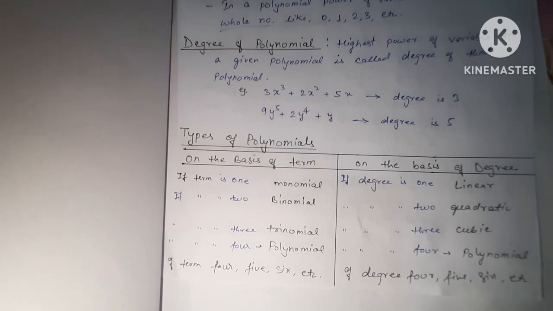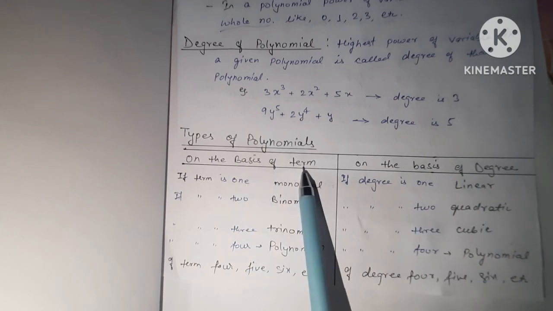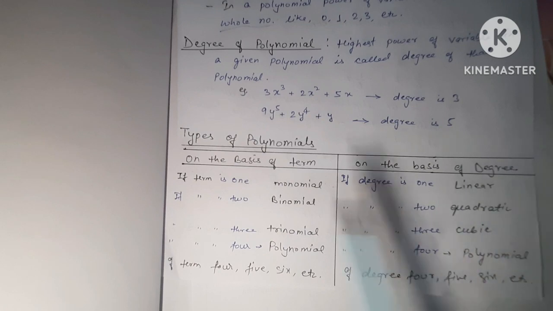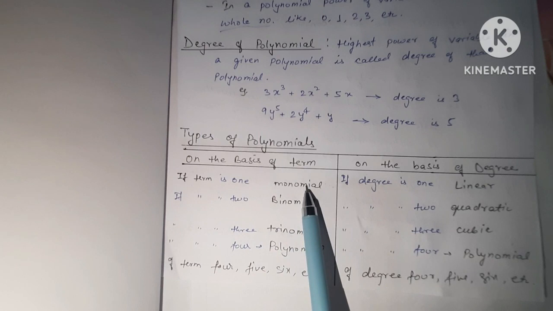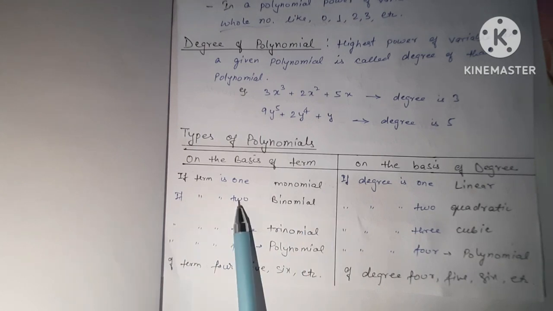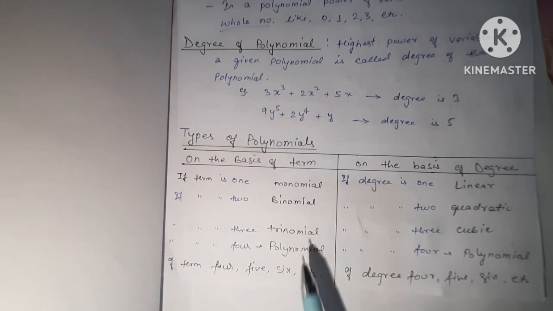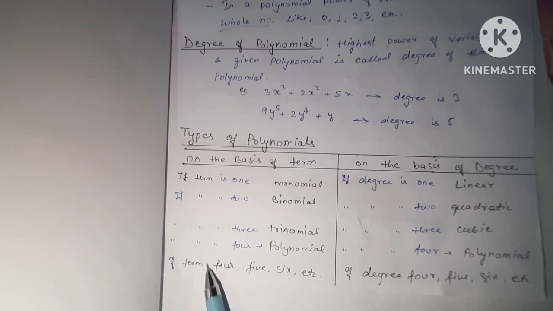Now types of polynomials. Polynomials are categorized in two ways: on the basis of terms and on the basis of degree. If there is only one term, we call it a monomial. If there are two terms, we call it a binomial. If there are three terms, it is called a trinomial, and for more than 3 terms, we simply say polynomial, with 4 terms, 5 terms, 6 terms, etc.